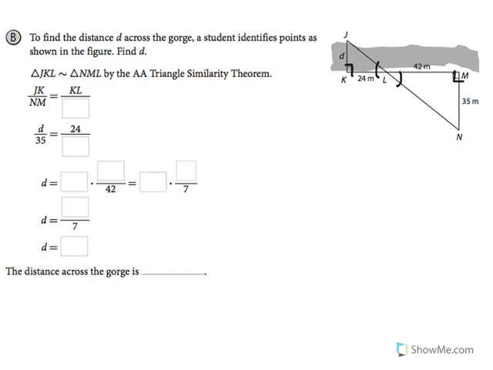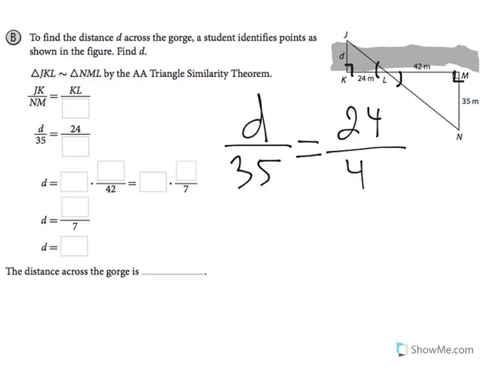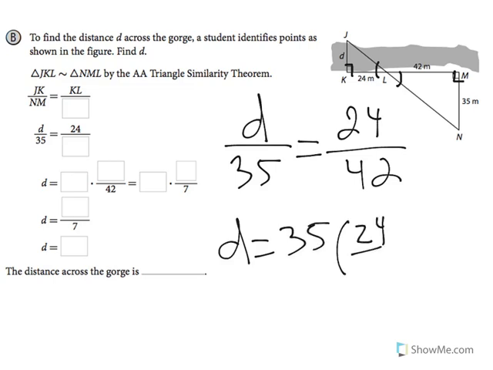So we can use proportion. So we said d over 35 meters is equal to 24 over 42 meters. So d equal to 35 times 24 over 42. And then from there, just use your calculator to work this out. So d is equal to 20, and the measurement is in meters.